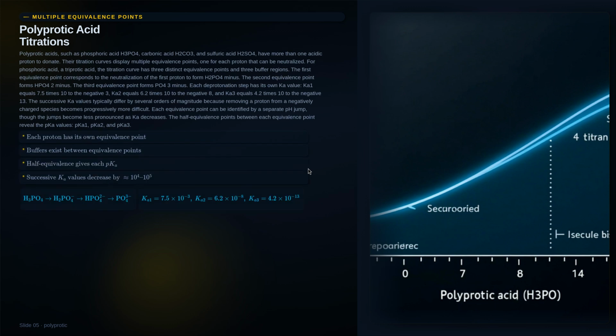Polyprotic acids have more than one acidic proton to donate. Their titration curves display multiple equivalence points, one for each proton that can be neutralized. For phosphoric acid, a triprotic acid, the curve has 3 distinct equivalence points and 3 buffer regions. Each deprotonation step has its own Ka value, and successive Ka values differ by several orders of magnitude because removing a proton from a negatively charged species becomes progressively more difficult. Each equivalence point can be identified by a separate pH jump.